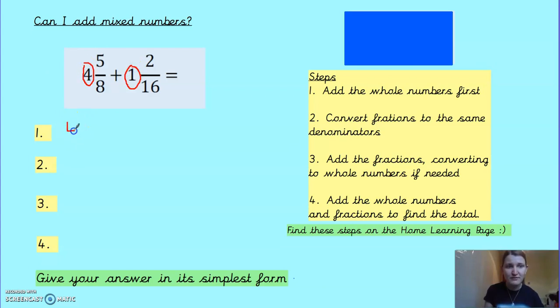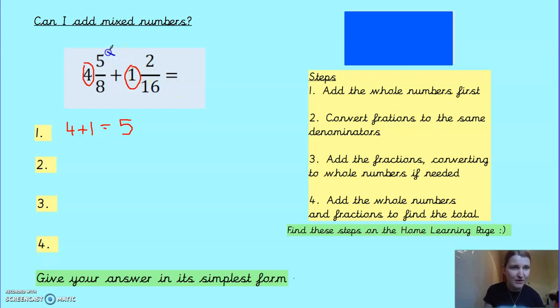4 add 1 is 5. Easy peasy. Right, apologies for the slight spelling error I've got here. I'm hoping you don't mind fraction-ons, okay? So, next we've got step 2, convert the fractions to the same denominators.